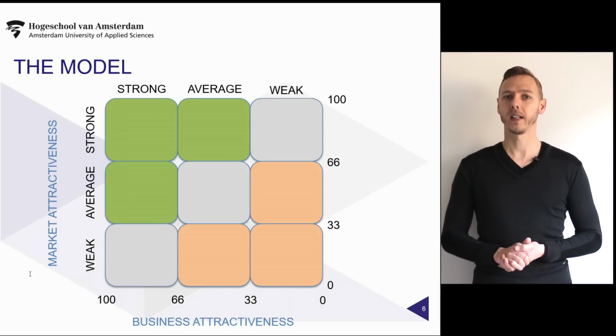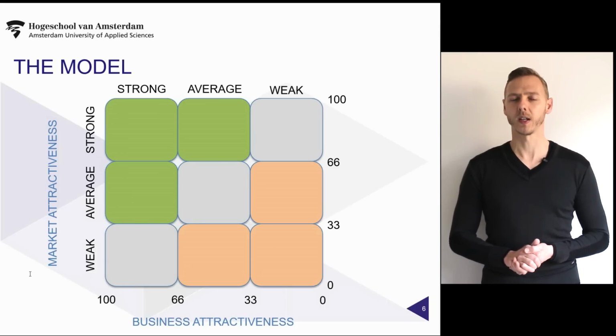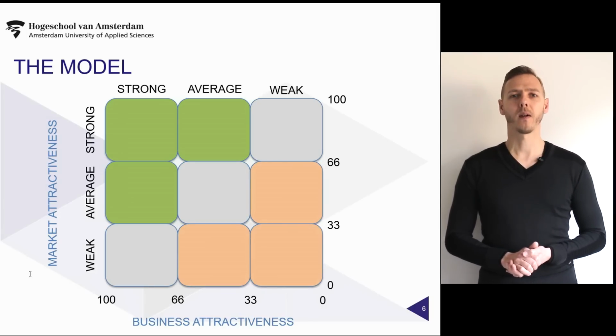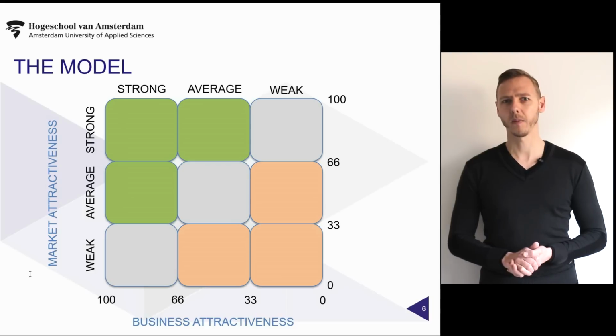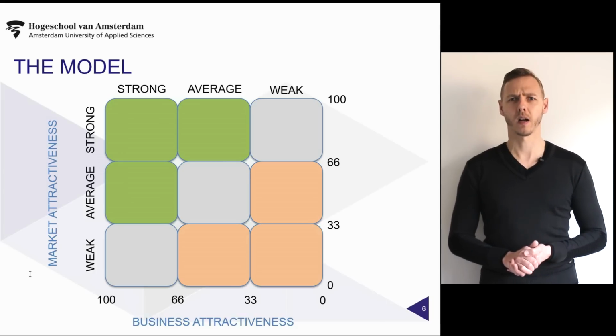Now the diagonal in the center contains markets that should have a hold strategy. So it's not certain which way the market will go. It's not really attractive, but it also is not definitely something to get out of. In the bottom right corner, we find the harvest or maybe even sell strategy. In this corner, markets are not attractive anymore, and you really should consider if you should stay in this market or not.